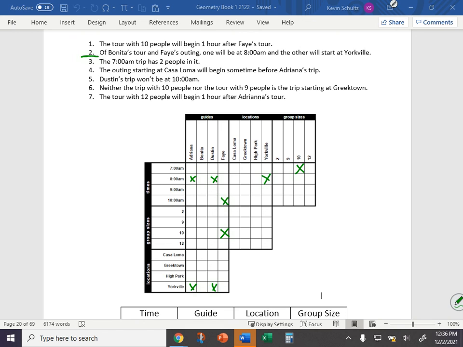Okay. Yes, Mackie. Dustin's trip won't be at 10. Why can't Dustin be at 10? Because it says on clue number 5. Oh, okay. Well, there you go. You can eliminate that also.